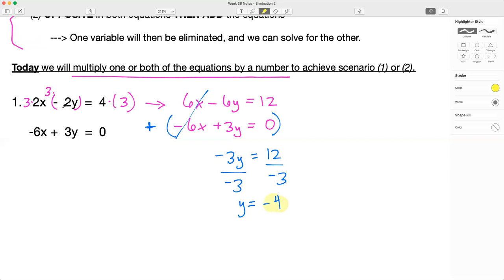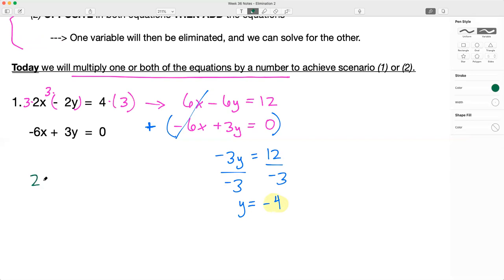And I think the simpler one would probably be the first one, I would say. So that would be the 2x minus 2y equals 4. So I'm going to just use that equation and plug that back into the first equation. Plug this -4 back in.